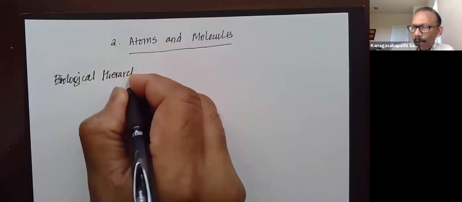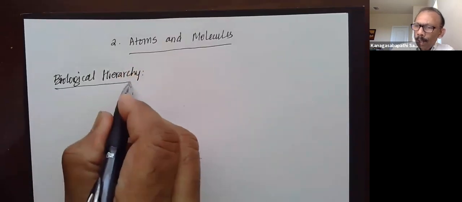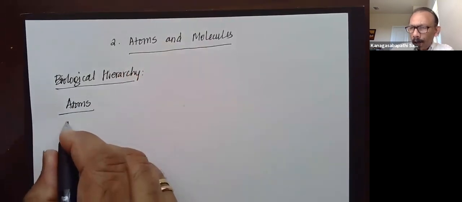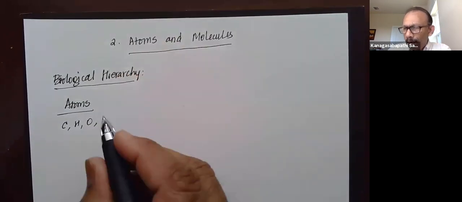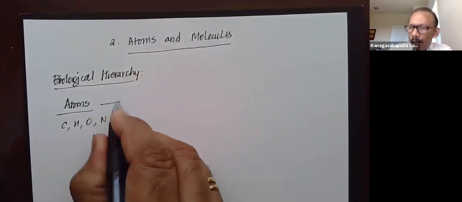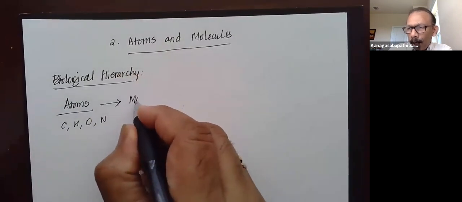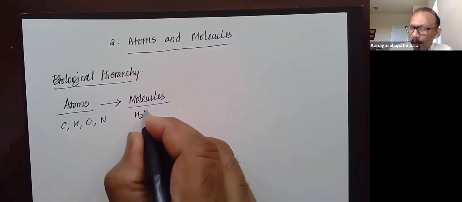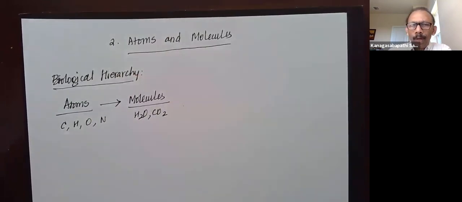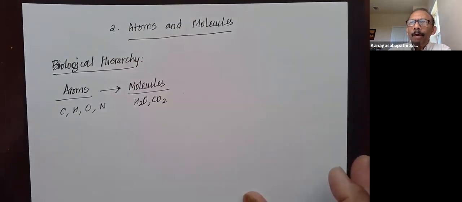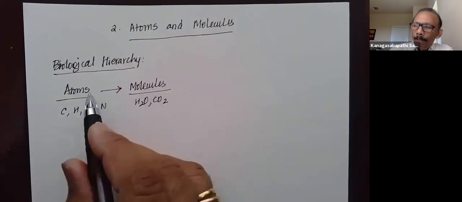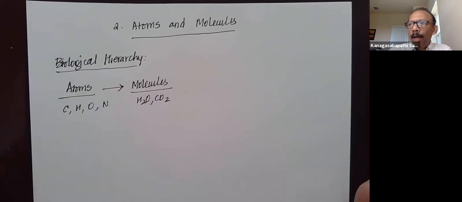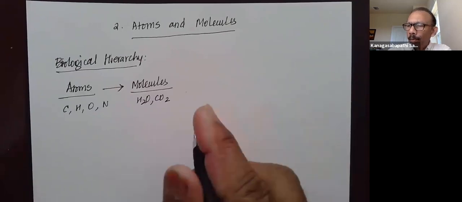Biological hierarchy. We started with basic atoms, and these are like carbon, hydrogen, oxygen, nitrogen, and so on. So they can combine to make molecules. Okay, so that can be H2O, CO2, and so on. Okay. So we are going to see today how these are combining to make the molecule and why do they combine and what type of processes are involved.